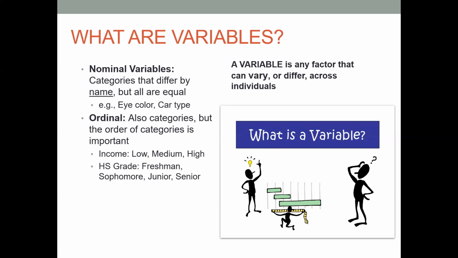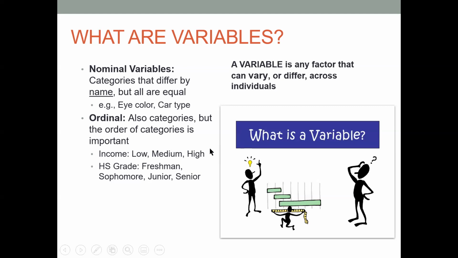Let me just go back and address the second example I put on my screen: high school grade, freshman, sophomore, junior, senior. Let's say I was interested in how many freshmen, sophomores, juniors, and seniors there were, and I was going to make a frequency chart or a bar graph showing how many of each. It would be silly to mix up the order. I would want to put freshmen first, then sophomores, then juniors, then seniors. So again, an example of an ordinal variable.